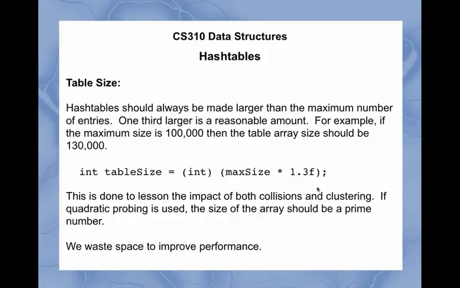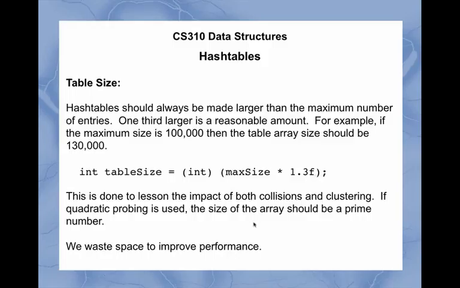And here's the standard formula for setting this. You have the max size and you multiply it by 1.3, and that will give you about 30% more. The F, by the way, here stands for float. Without it's a double. Doesn't really matter, but in general you want to put 1.3F for float to give you a 30% larger table size.